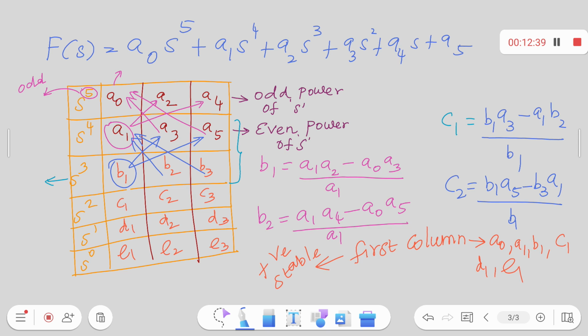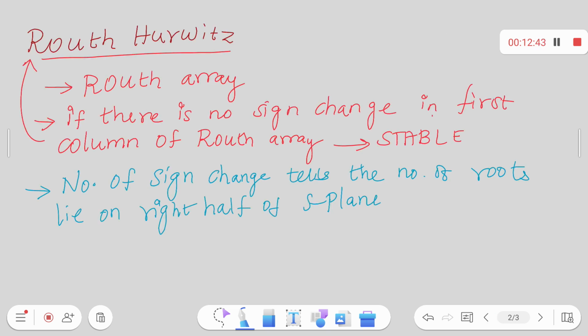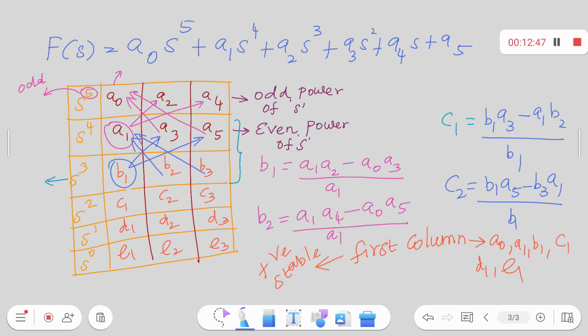Clear? This is my Routh-Hurwitz criteria statement. If there is no sign change in the first column of the Routh array, the system is stable. So what is the first column of the Routh array? a0, a1, b1, c1, d1, e1. If all the coefficients of this column are positive, then the system is stable. So this is all about Routh-Hurwitz criteria.